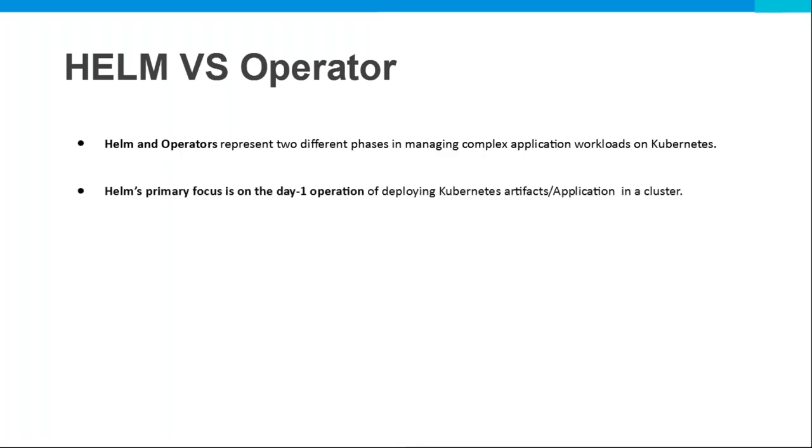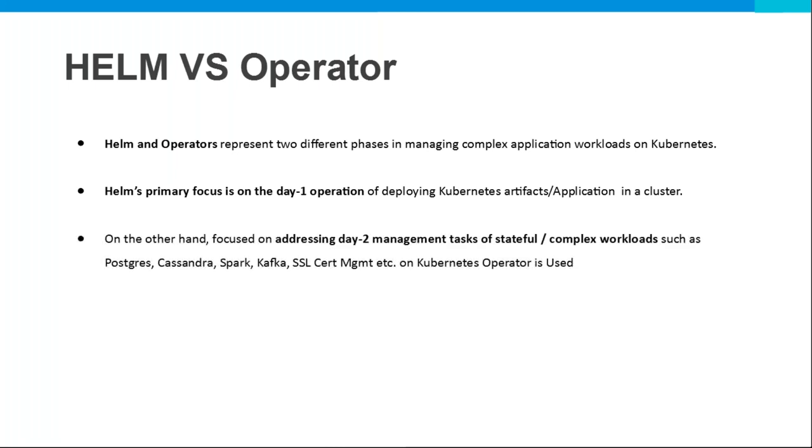Helm makes it easy for a user to maintain day-to-day activities like deploying your artifacts or your application in a Kubernetes cluster, and just maintaining the deployment. Whereas operator is majorly focused on addressing your management tasks and complex workloads, such as maintaining SSL certificate management, Postgres control, and so on.